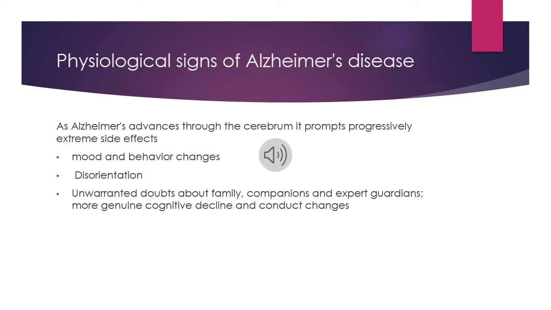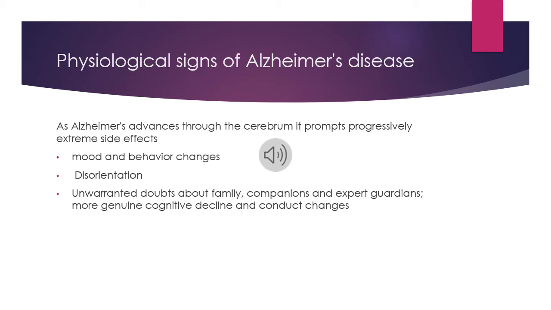Hello, I will be speaking about Alzheimer's disease. What are the symptoms? Usually, the symptoms are very severe. It includes disorientation, mood, and behavior changes. They're always confused about events, time, and place.